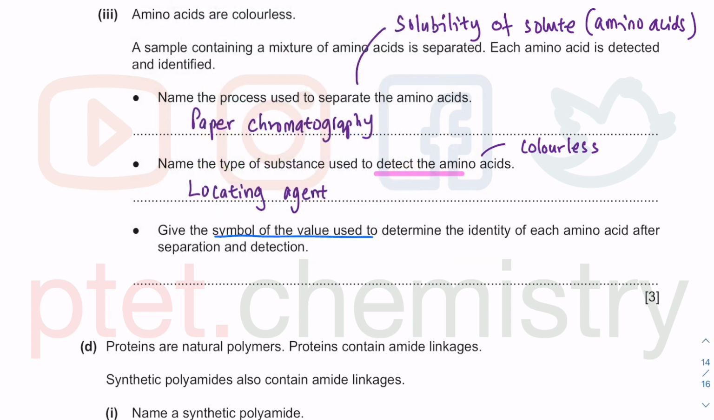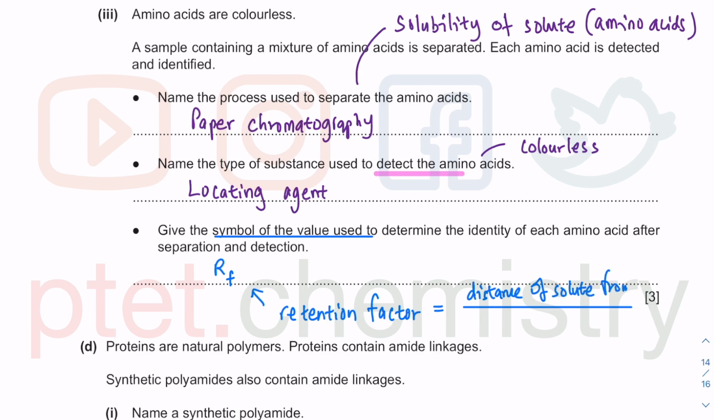Give the symbol of the RF value to determine the identity. That is called RF. That is basically retention factor. They want the symbol, they don't want the full definition, they don't need the formula, but the formula is basically the distance of your solute, from the baseline, from where you draw the line using pencil, divided by the distance of solvent from baseline, so from the start all the way to the solvent front.